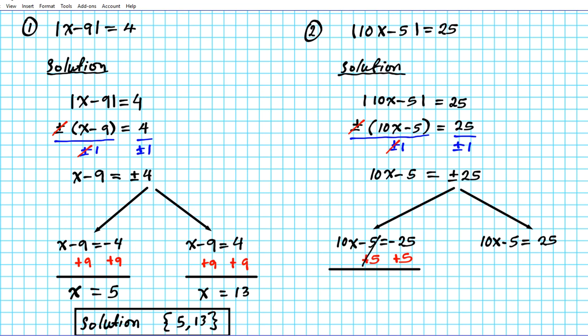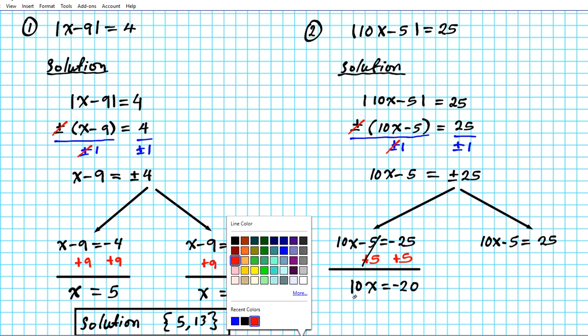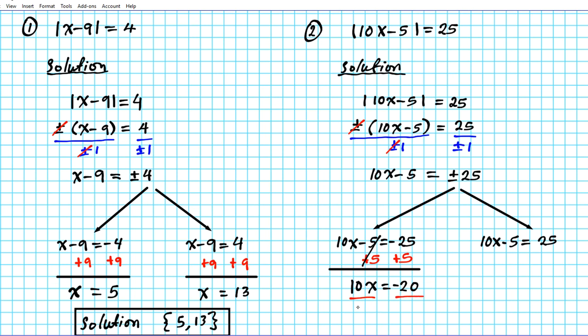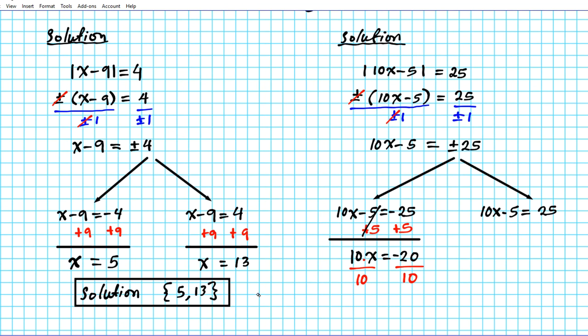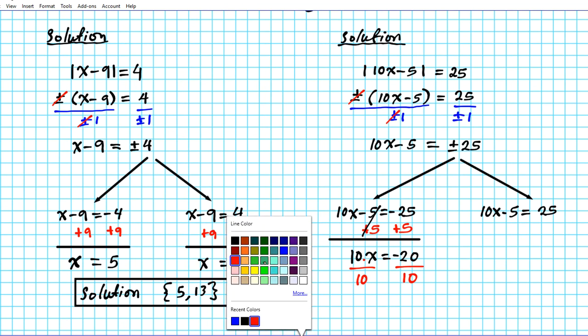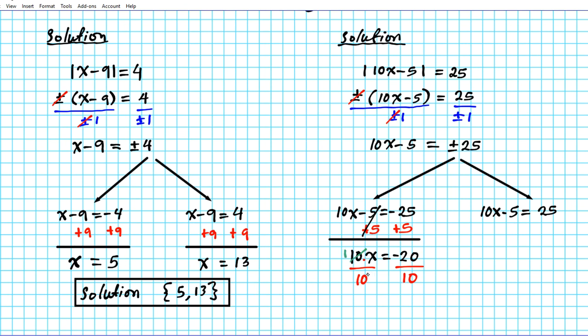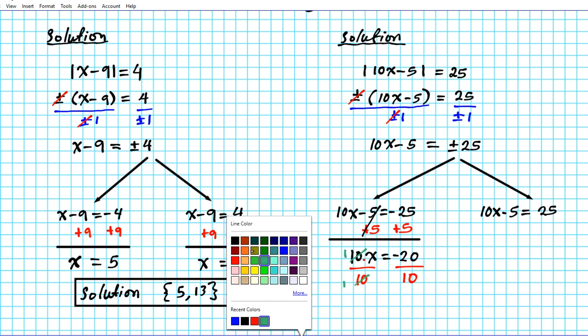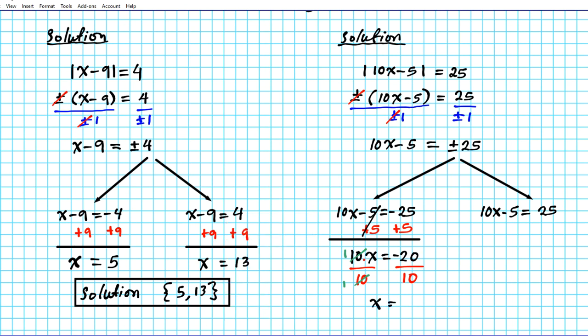On the left side, these two add up to 0. So we have 10x is equal to negative 25 plus 5. The signs are different, so you subtract and keep the sign of the bigger. And then the last step, we just simply divide both sides by 10 because the relationship between 10 and x is multiplicative, right? So to undo multiplication, you divide. On the left side, the 10s divide out to 1. So we're left with x equals, on the right side, negative 20 divided by 10 is negative 2.